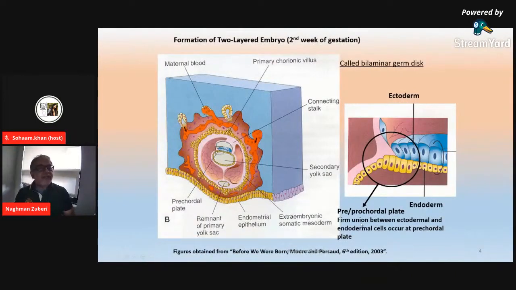In the second week of gestation, we have the bilaminar germ disc. Bilaminar means it has two layers, the ectoderm and the endoderm. The endoderm is forming at the prechordal plate.